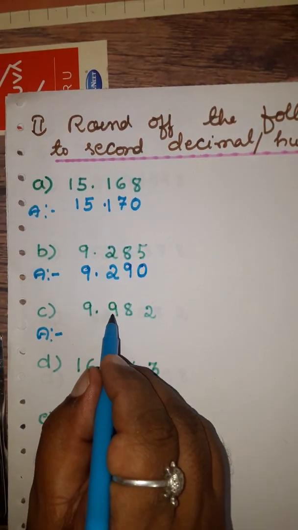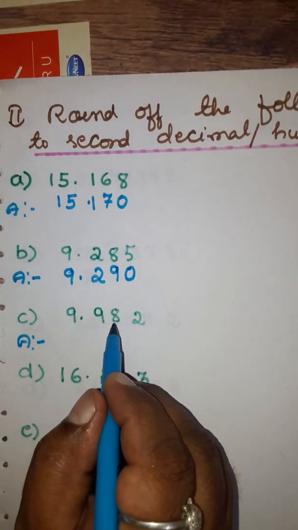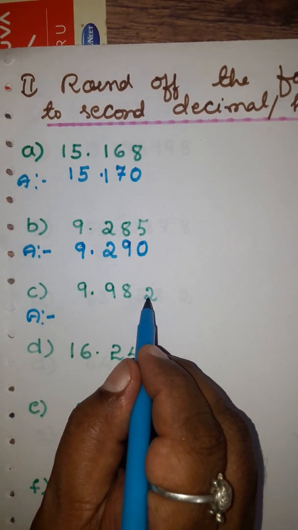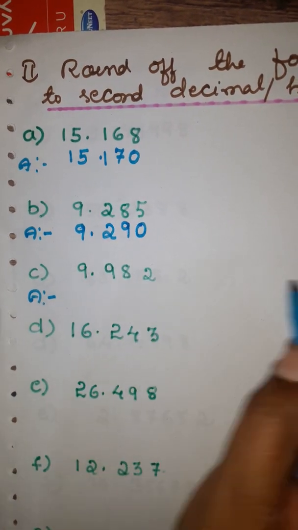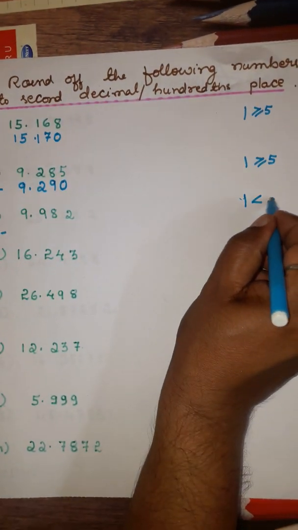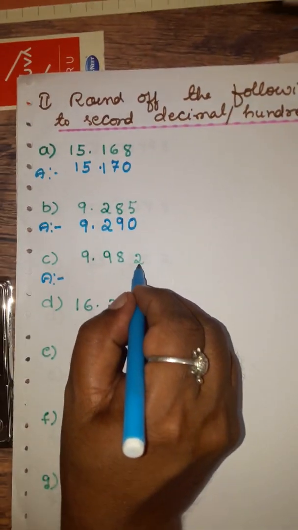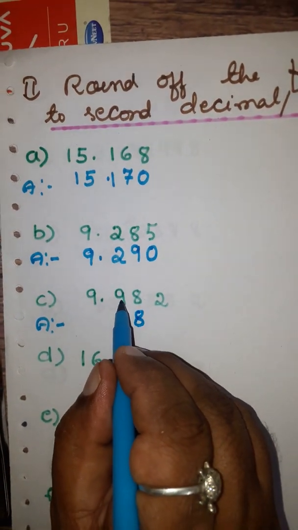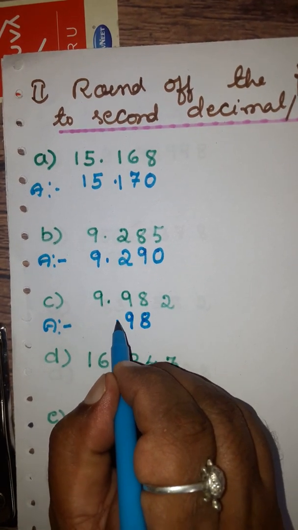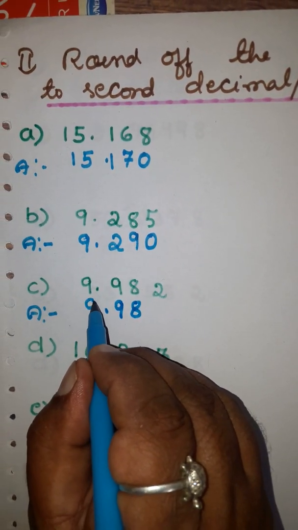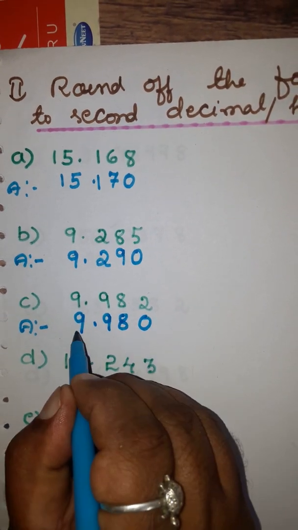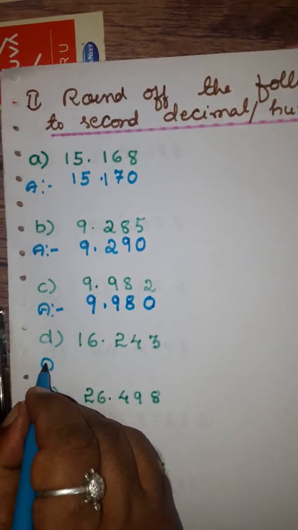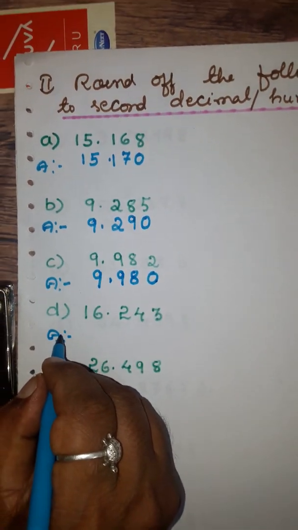In the third example, 9.982, the second decimal place is having digit 8. Now you have to look at the third decimal place. The third decimal place is 2, which is less than 5. So if the third decimal is less than 5, you need not add anything to the second decimal place, write as it is, and the first decimal as it is, and the whole number remains undisturbed. Make this as 0. 9.980 is the answer.